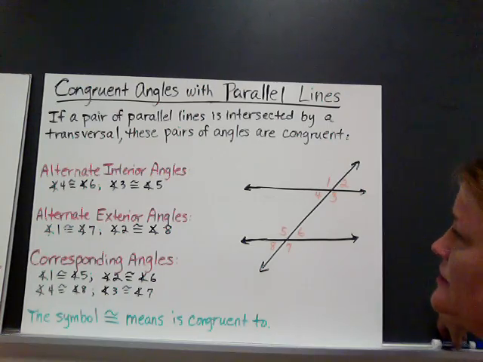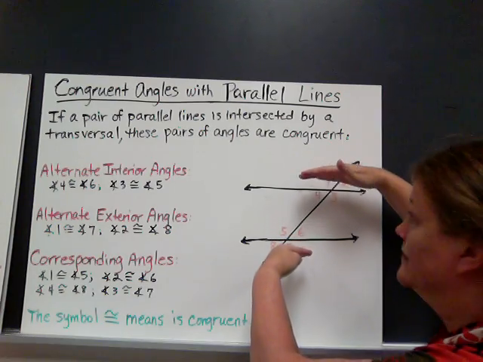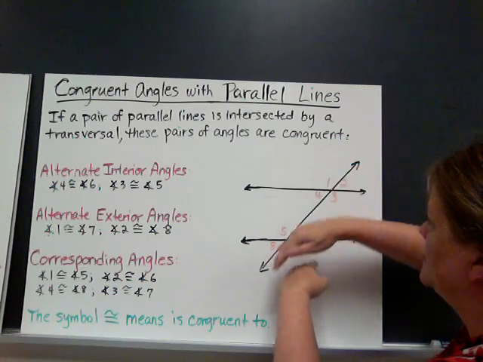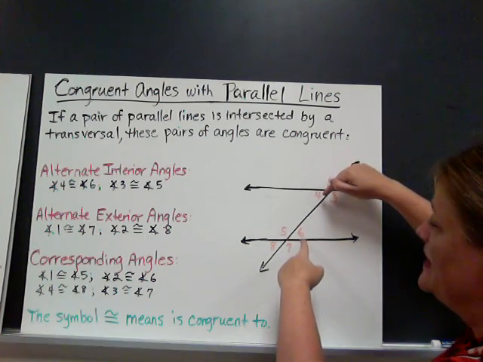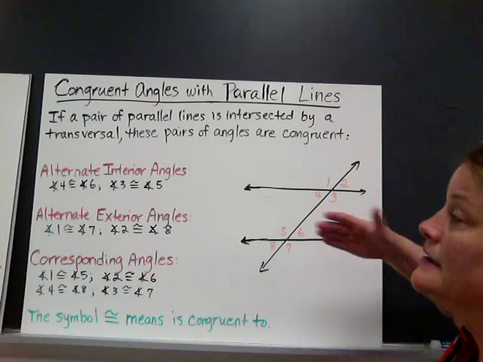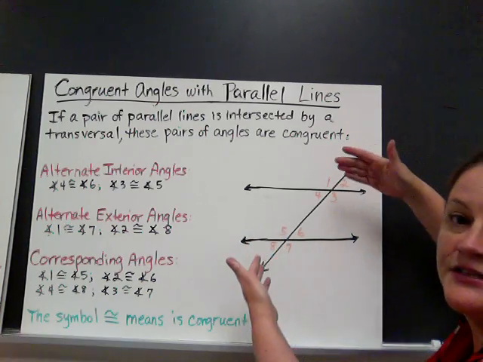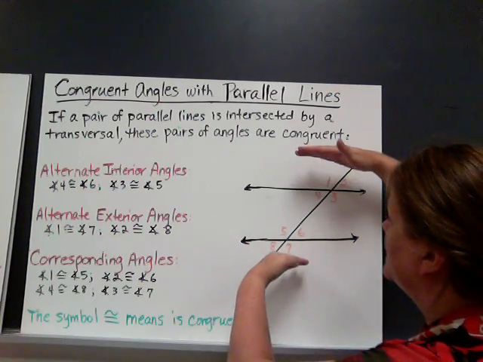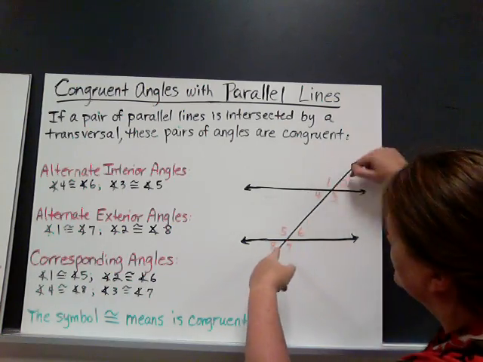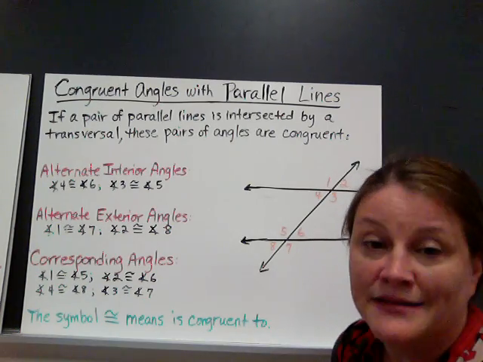Those angles are the angles that are inside the parallel lines, but on opposite sides of the transversal right here. That would be angle 4 is congruent to angle 6. Likewise, angles 3 and angle 5 are alternate interior angles because they are inside the interior of the parallel lines on opposite sides of that transversal. Let's look at alternate exterior angles now.